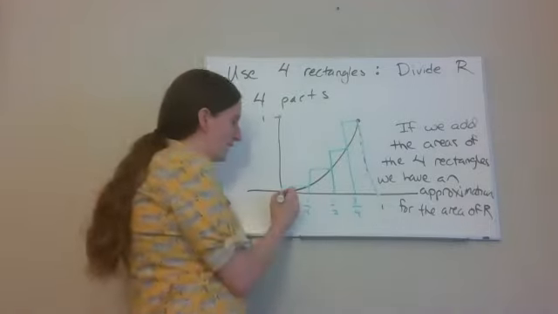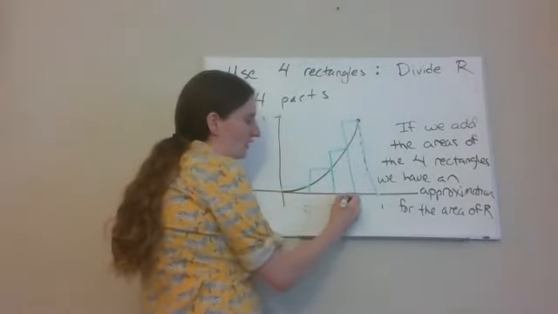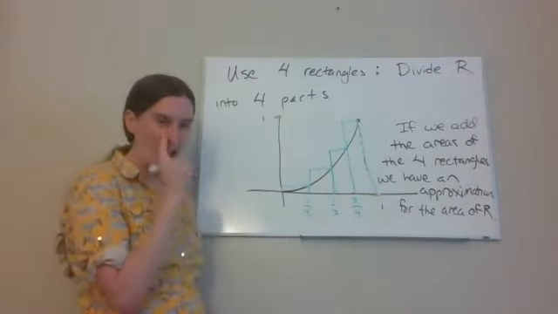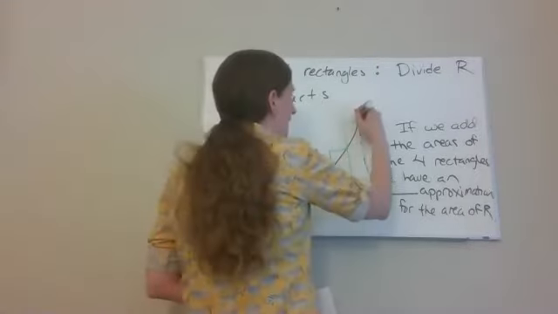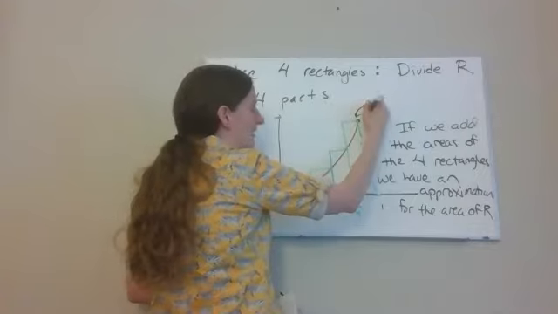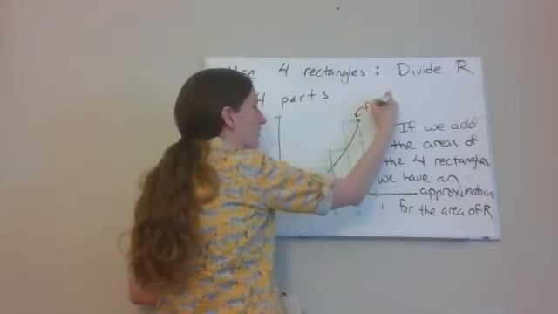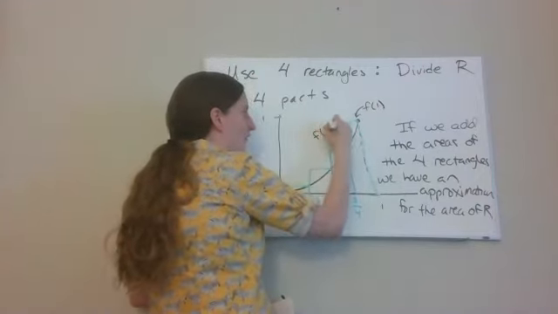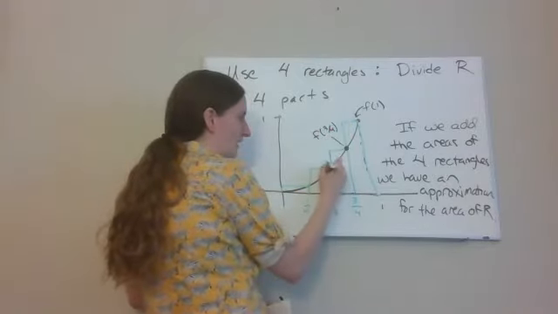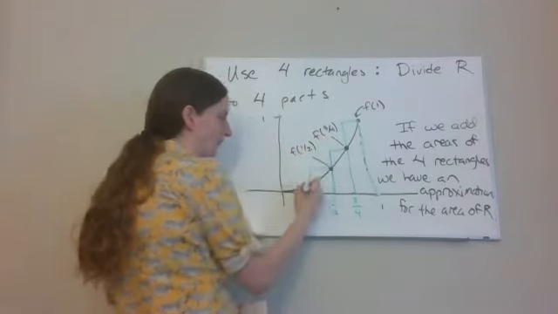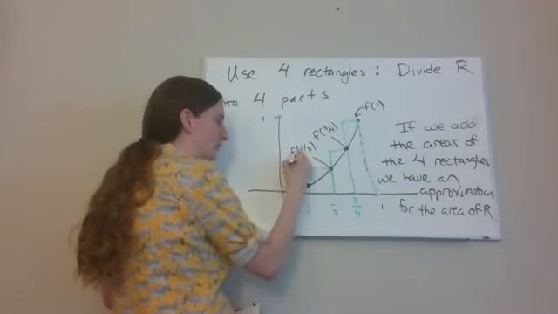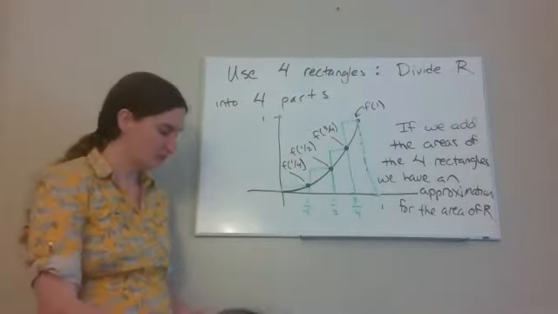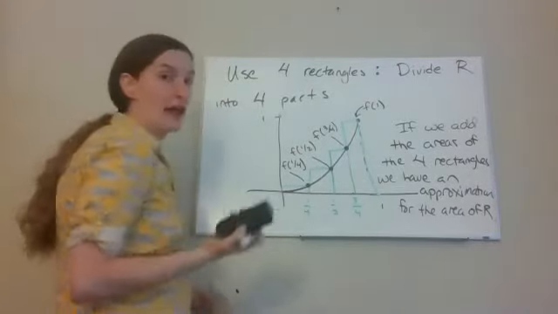Well, I know that the bottom of each rectangle has length 1/4, just by the way I divided my interval up. I have to figure out the height of each of these rectangles. Well, the height of this rectangle here, I get by taking my 1 and plugging it into my function. The height of my next rectangle is f of 3/4. Height of this rectangle, f of 1/2. And height of my shortest rectangle is f of 1/4. So I'm getting those by plugging the right endpoint into my function. Now remember, my function was just the function x squared.